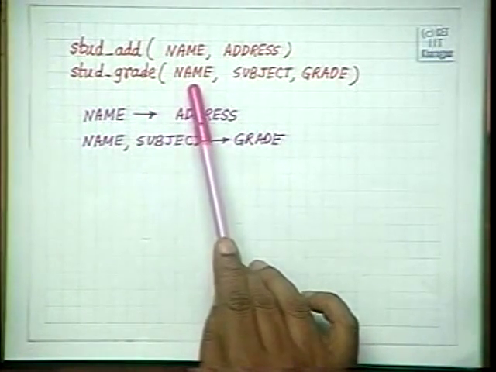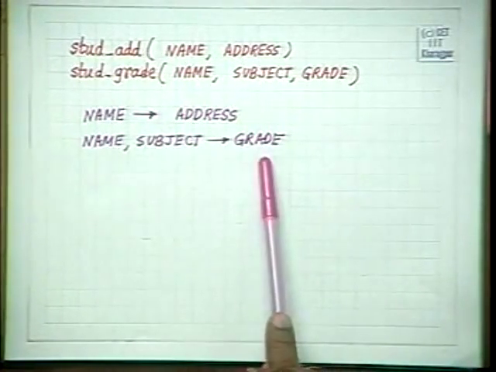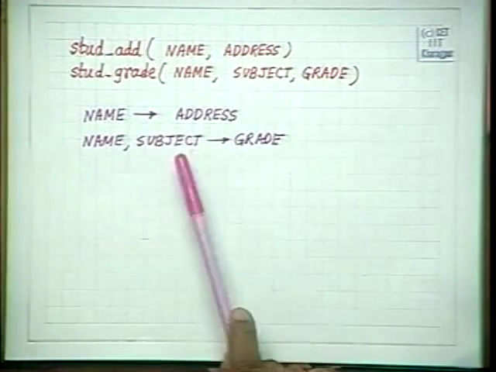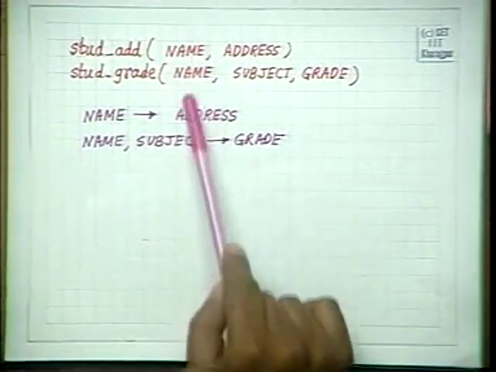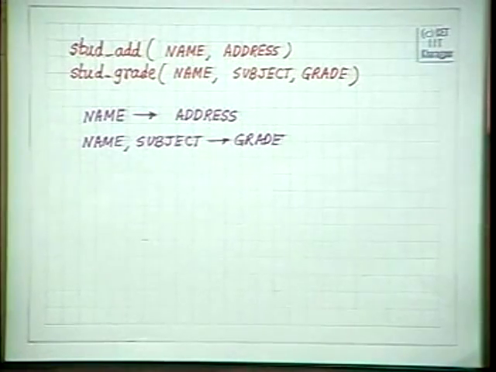Student grade: if name and subject uniquely give the grade, then for this particular name and this subject, the grade is there. This is the meaning of this functional dependency.